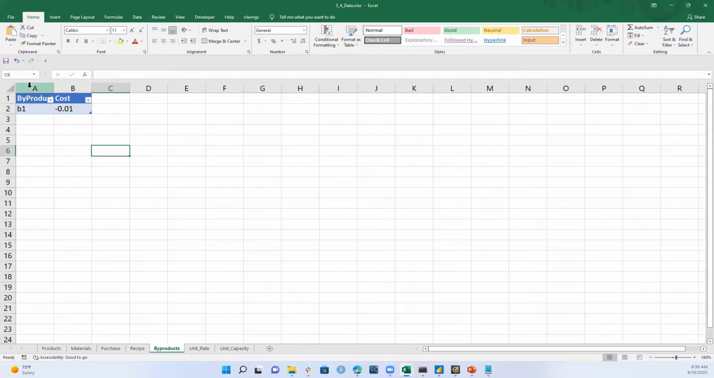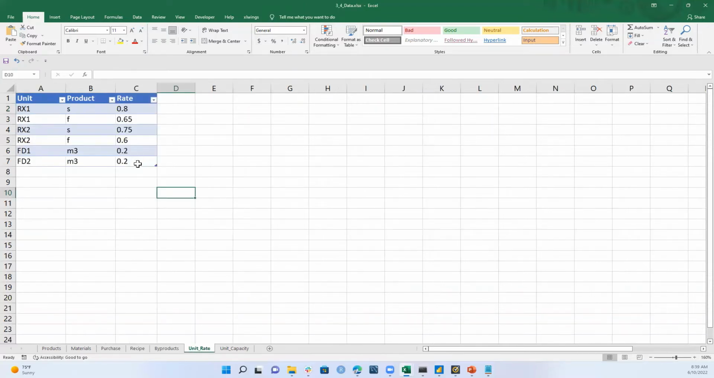Byproduct table. So again, this gives us the cost of our byproduct. So B1 has a small cost to it. It's pretty insignificant. It's what we pay to have it sent off site for processing. Unit rate. So again, this is also a static table, time invariant.